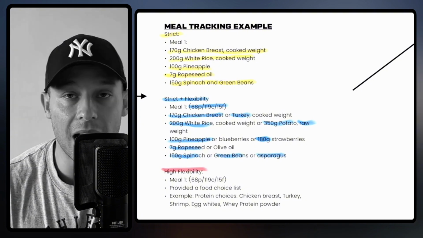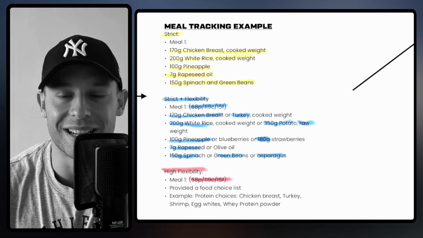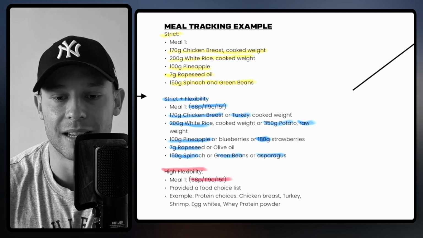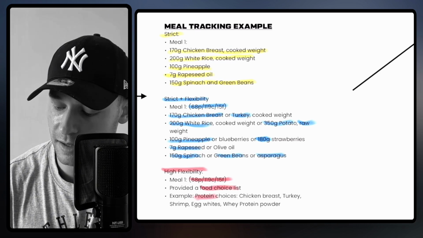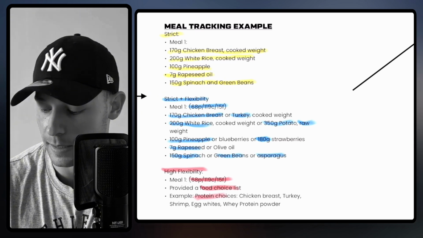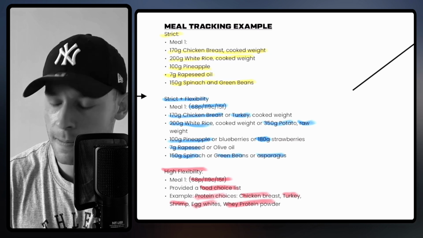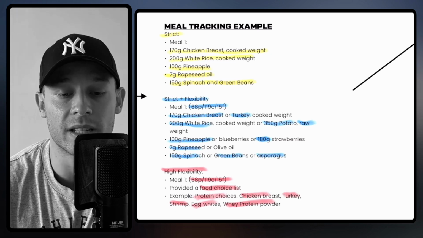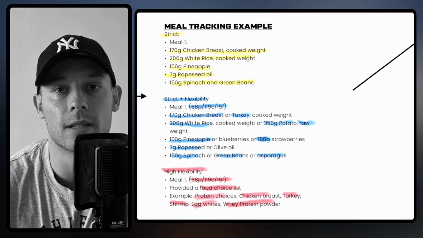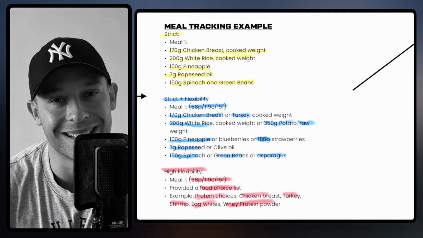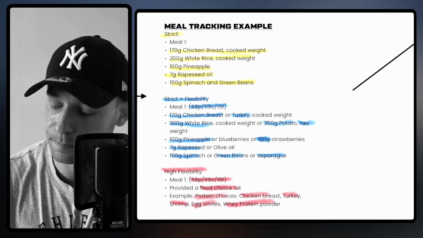And then finally, looking at high flexibility, we've got the macronutrients there: 68 grams of protein, 119 grams of carbs, and 15 grams of fat. But you're also provided with a food choice list. So the example that I've given are protein choices. You can choose from chicken breast, turkey, shrimp, egg whites, whey protein. And as long as you do have the tools and the skill set to be able to track that food and match those macronutrients, then you should be Gucci. You should be able to hit those specific targets.